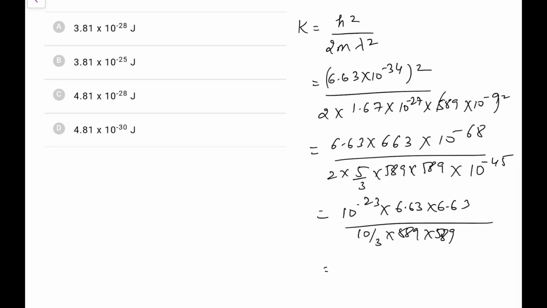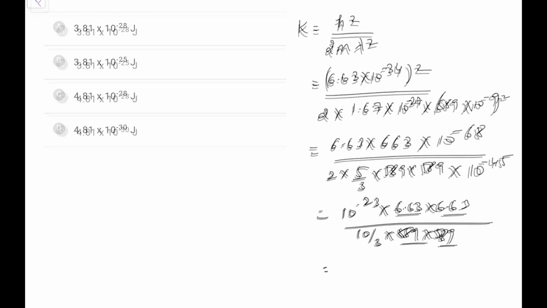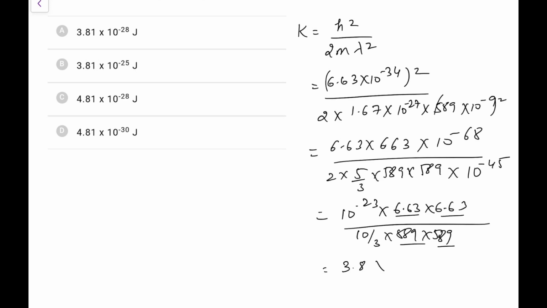So if I try to guess that digit, with 6.63 and 589, let's say I take it approximately as 6, and it would be 36, 12, 120 by 40. So it would be approximately less than 1 by 4. Let me calculate. On calculating, this comes to about 3.8 into 10 to the power minus 28 joule. Go for option A in this particular case. That is what you will get here.